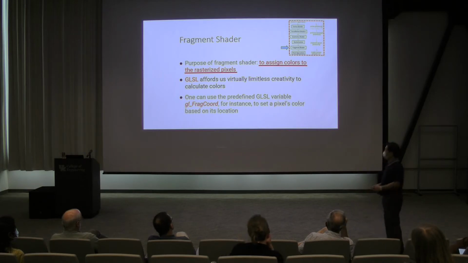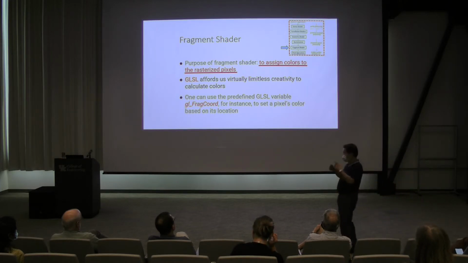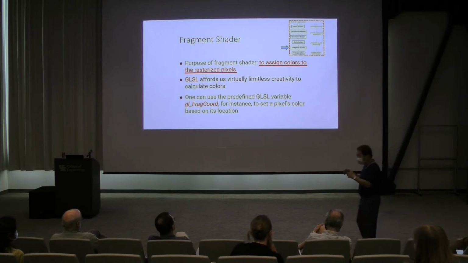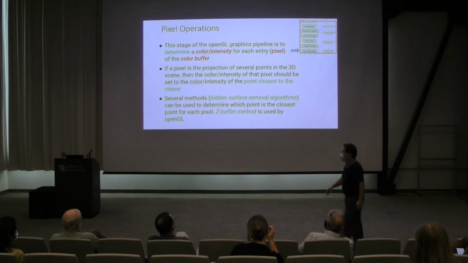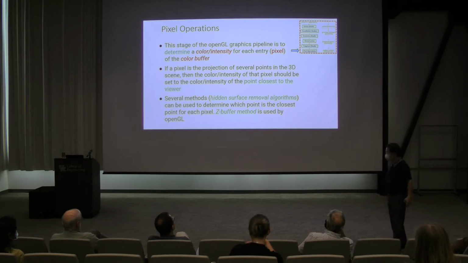Again, this stage is programmable. Therefore, you can send GLSL code or instructions to the shader to do things such as simply set all the pixels to red, or do this, do that, or check how those texture information should be combined, etc. So this is what the fragment shader will do.